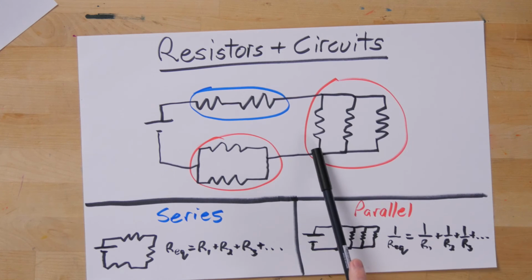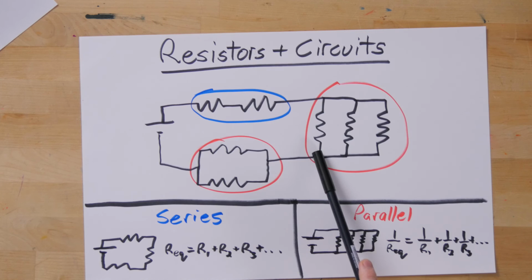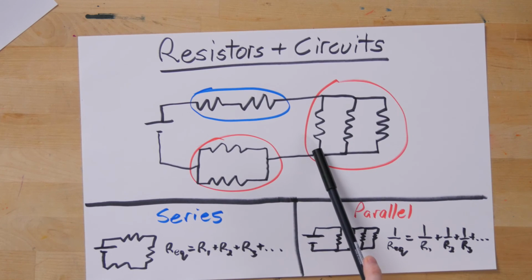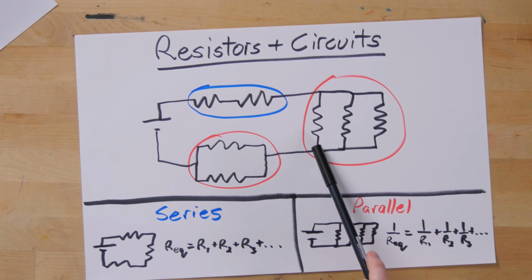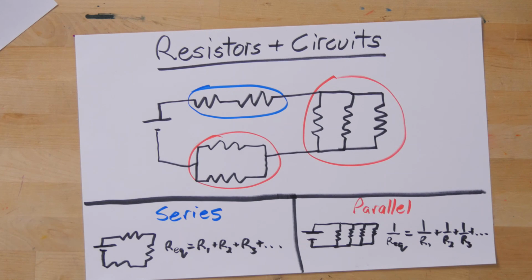Now we may give you a complicated circuit diagram like this and ask you to tell us the equivalent resistance for the simplified circuit. For this, just keep in mind the definitions of series and parallel and work your way backwards down to one resistor.